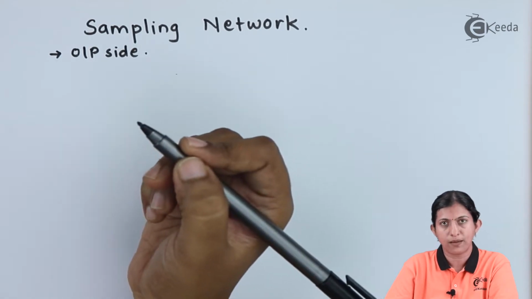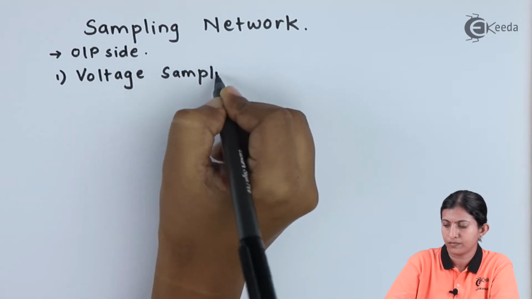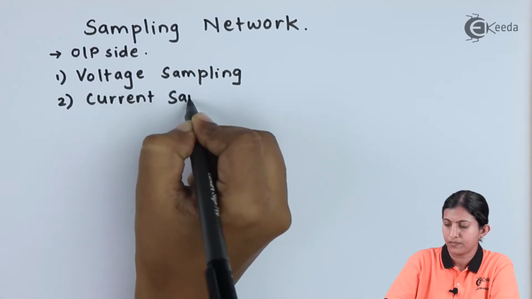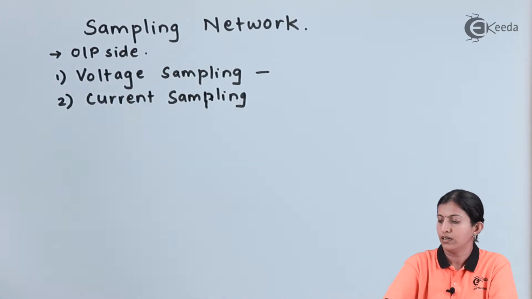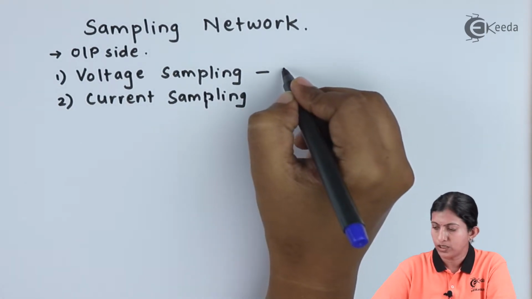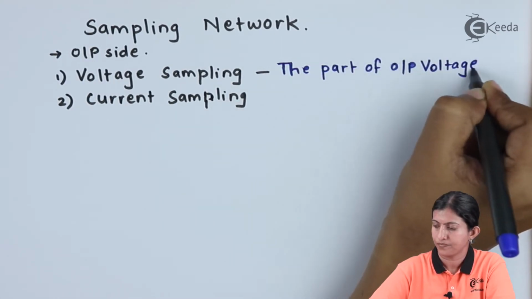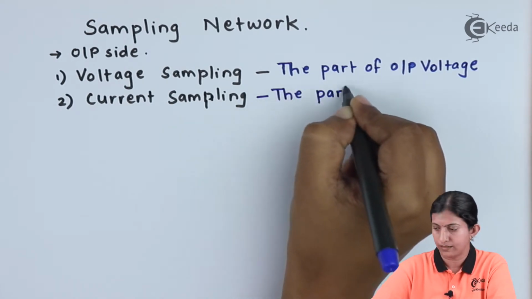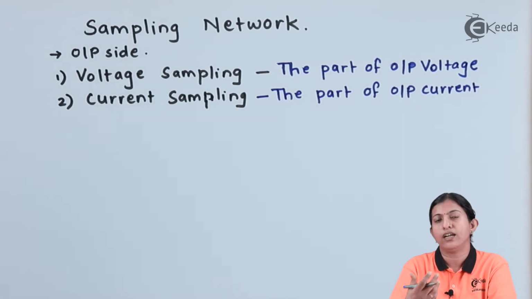There are two types of sampling. One is voltage sampling and the other one is current sampling. In voltage sampling, the part of the output voltage is taken, whereas in current sampling, the part of the output current is taken. So when we apply the voltage and when we apply the current, the connections will be different.